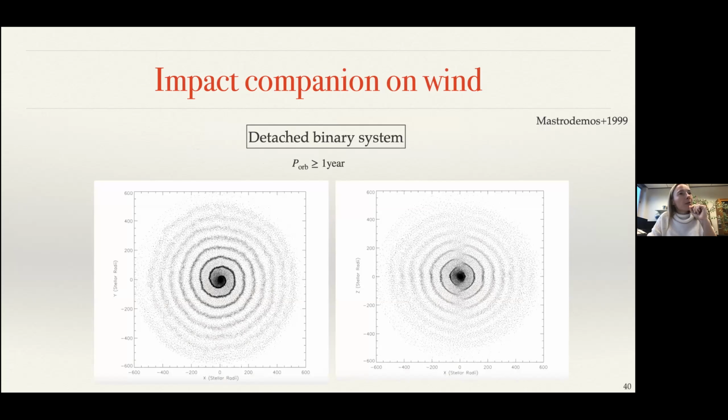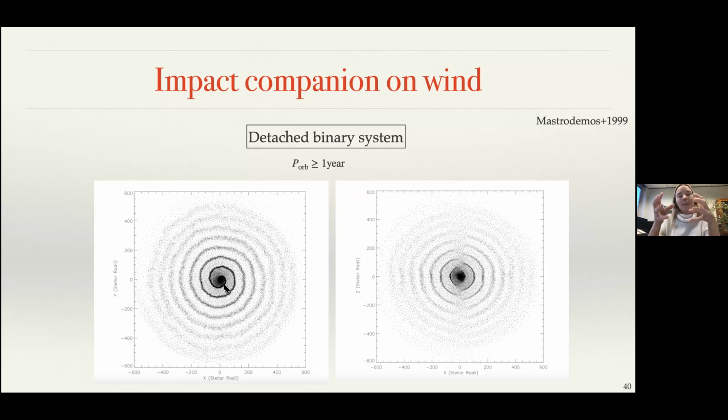The first people who did simulations of binary interactions, not acting on the star but acting on the winds, were Mastrodemos and Morris in 1999, and I show you one of the outcomes here. The first plot is the face-on view. The second plot is if you turn 90 degrees and see the system edge on. In the face-on view, you see nicely that a spiral structure is arising. In the edge-on view, you see that the spiral has quite a distinct height. It almost reaches the orbital axis.